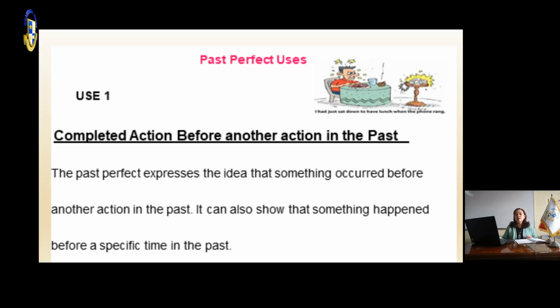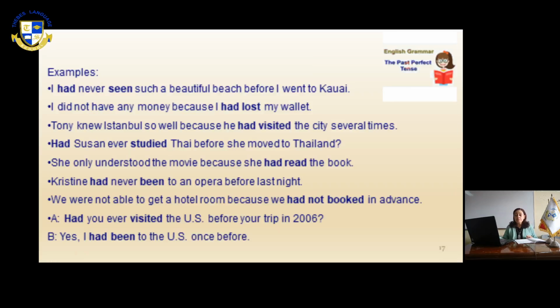Slide 17, I have here a lot of examples. Let's read some of them. For example, the second one: I didn't have any money because I had lost my wallet. That's why I didn't have any money. What happened first? I had lost my wallet first, then that's why I didn't have any money. That's why I used here past simple with I didn't have any money. Look at the last one. Had you ever visited the US before your trip in 2006? Yes, I had been to the US once before. I had been here, I mean I visited this place before this specific time.